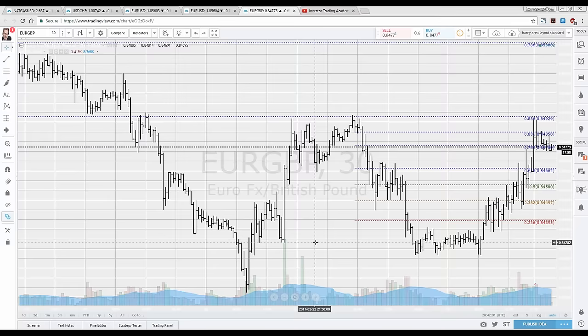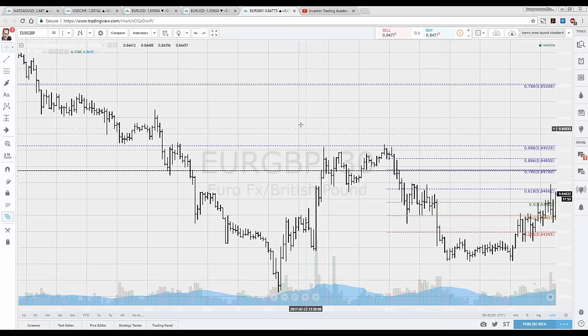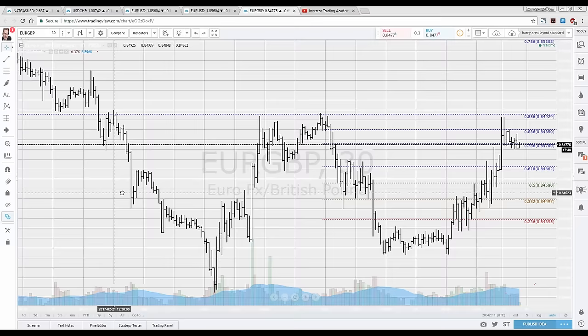For some reason, my charts don't want to work. My cursor is not working on my chart properly for some reason. Sometimes it's because of the software for the class.